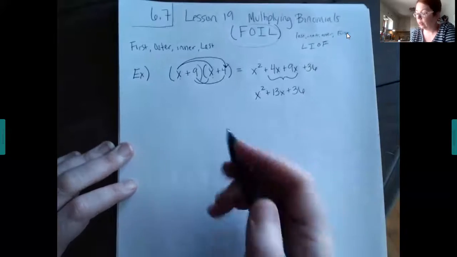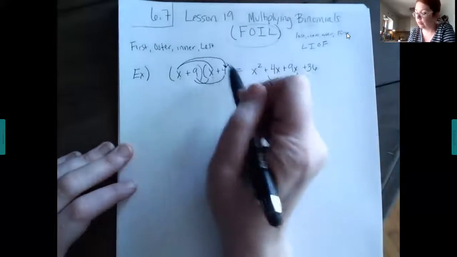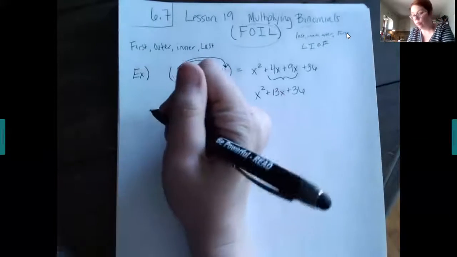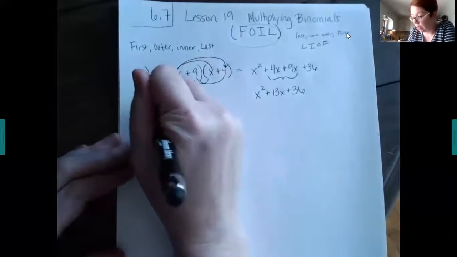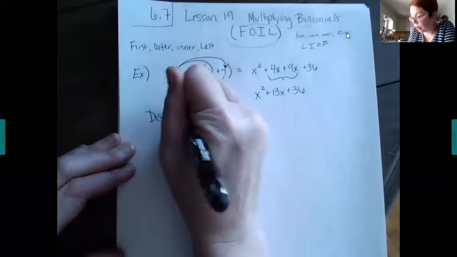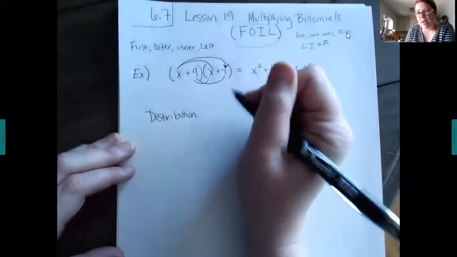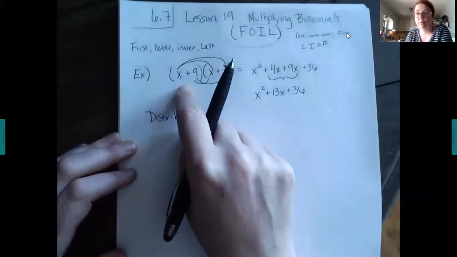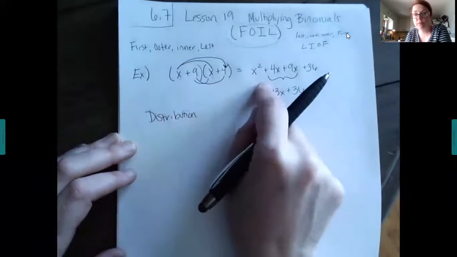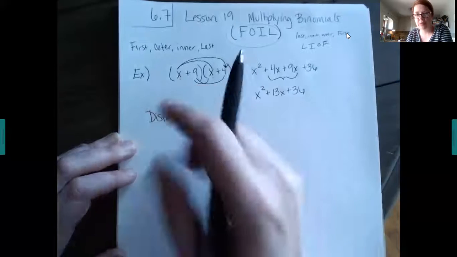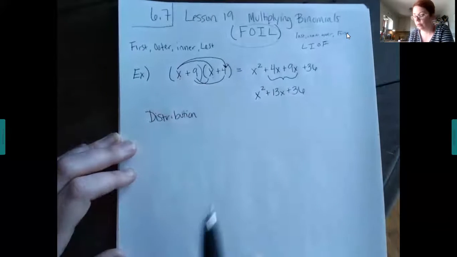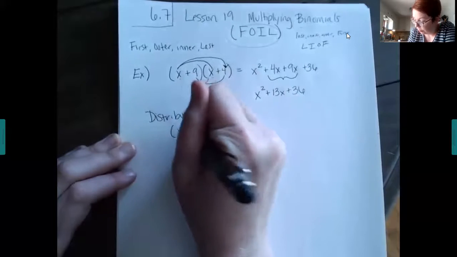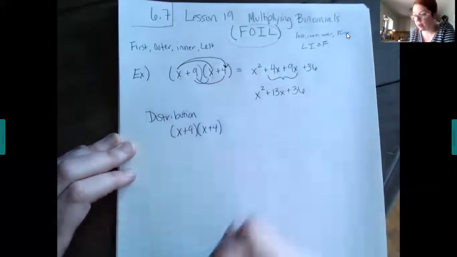Sometimes people get lost in the sea of lines, so there's also a distribution method, and you can do this if it works better for you. When I have big groups of stuff, like a group of 3 terms times another group of 3 terms, so there's more stuff in here, sometimes I do this method just so I don't forget something. We're going to take this same thing and break it up.